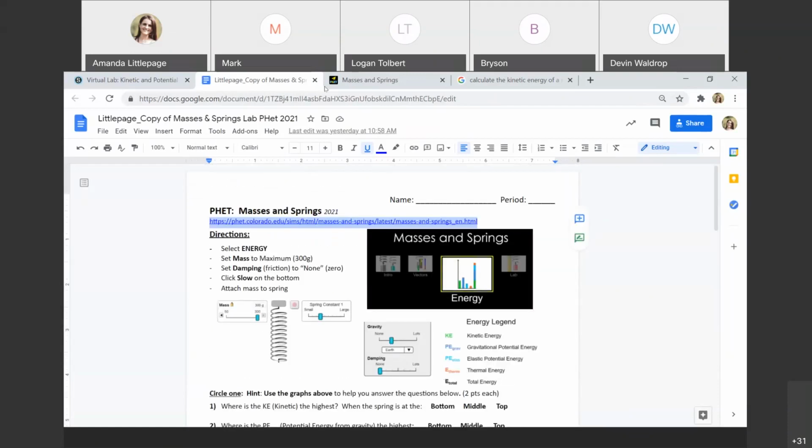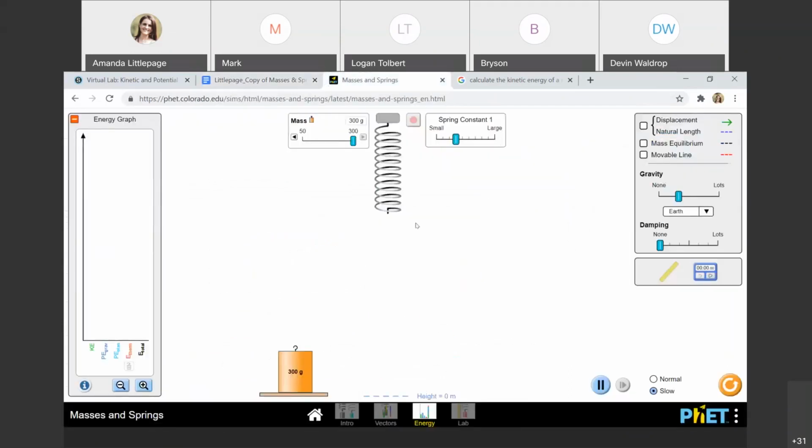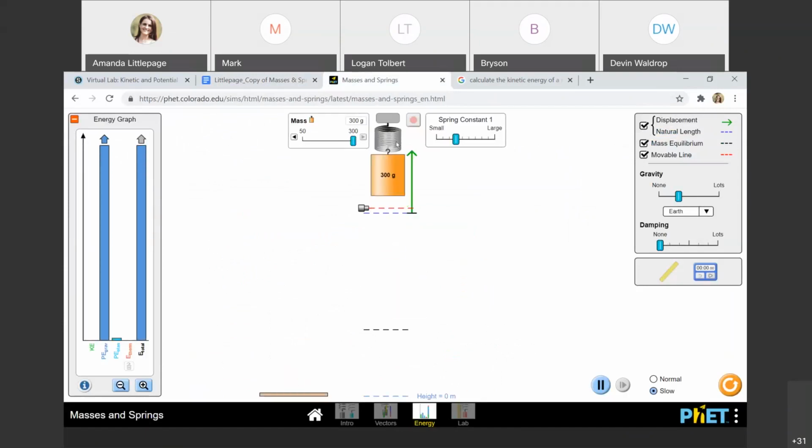Let me show you what it looks like the first time around. 300 grams, damping to none, slow. If you want, you can turn these on so you can see, but you don't necessarily need them. Once you've done that, you're going to pick the spring up and connect it and just let it go.